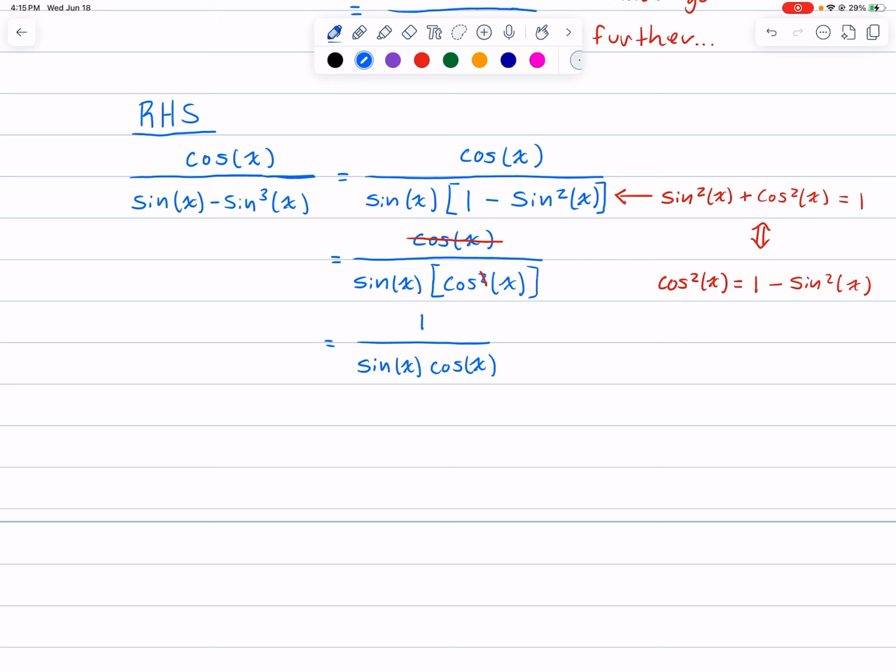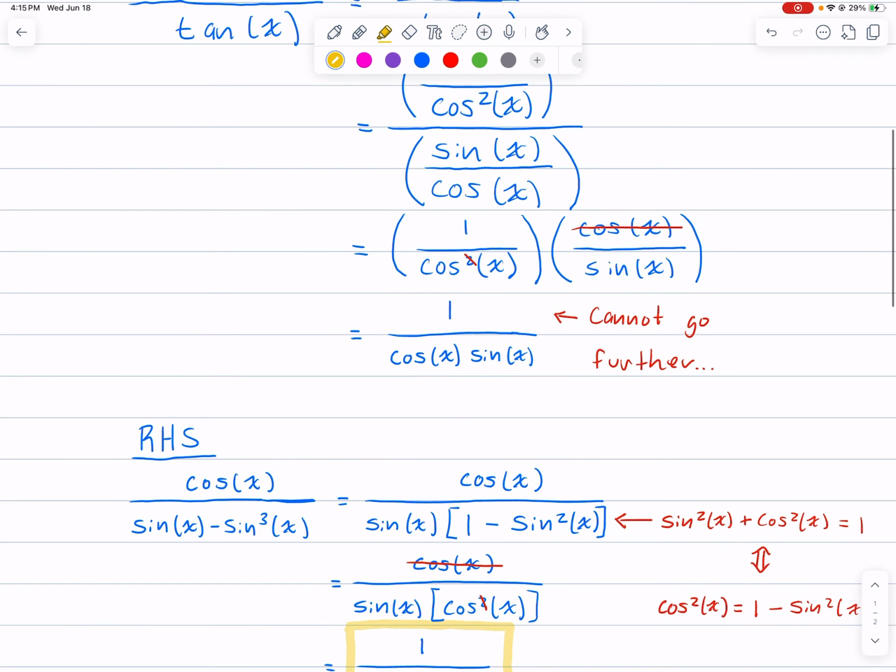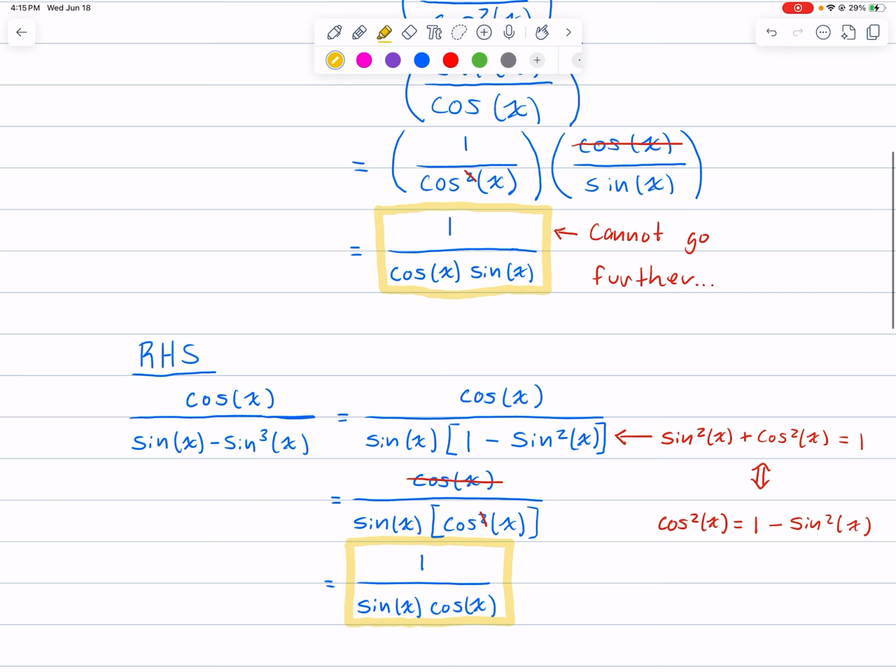However, something to note is that this here is the exact same as this here. And that is our goal. You want these to be the same. You want what you end up with to be the same.